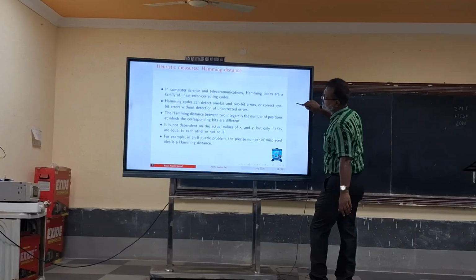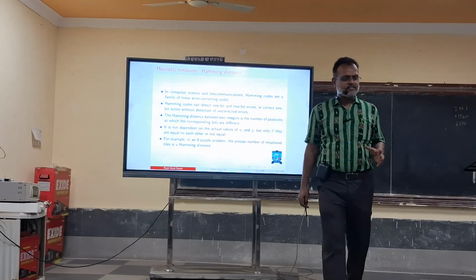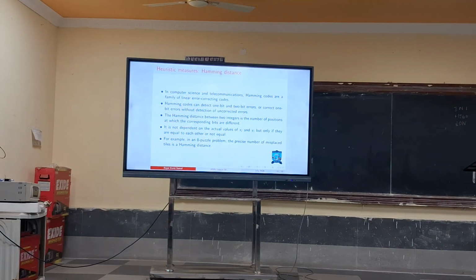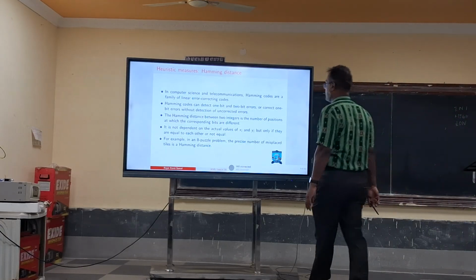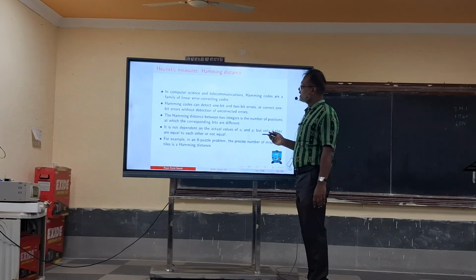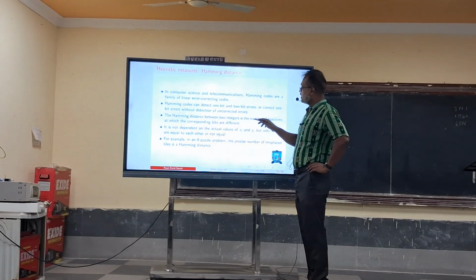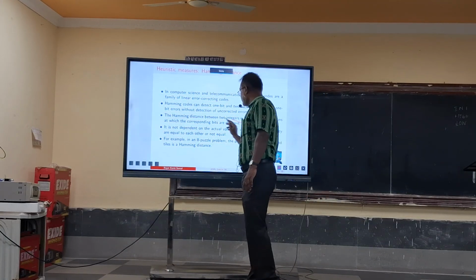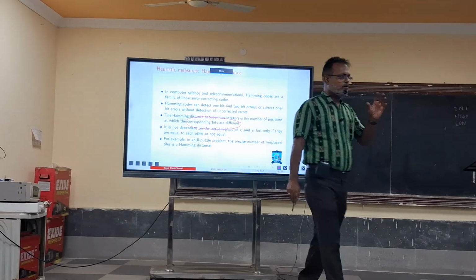Then next comes Hamming distance. Hamming distance is like, suppose we take the 8 puzzle and we have a goal state, we will simply count how many blocks are at the wrong place. That is Hamming distance. It's kind of an error code. In computer science and telecommunications, Hamming codes are a family of linear error correcting codes. Hamming codes detect 1-bit and 2-bit errors or correct 1-bit errors without detection of uncorrected errors. Hamming distance between two integers is the number of positions at which the corresponding bits are different. That means one change.